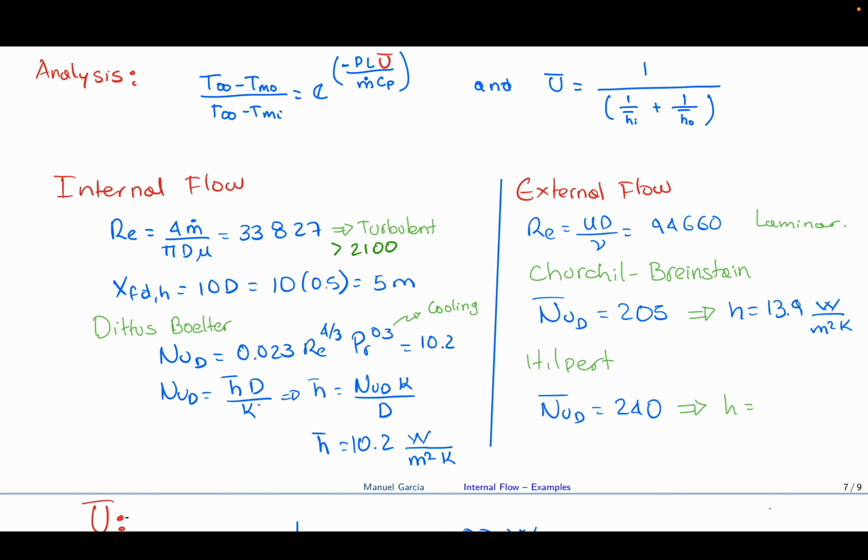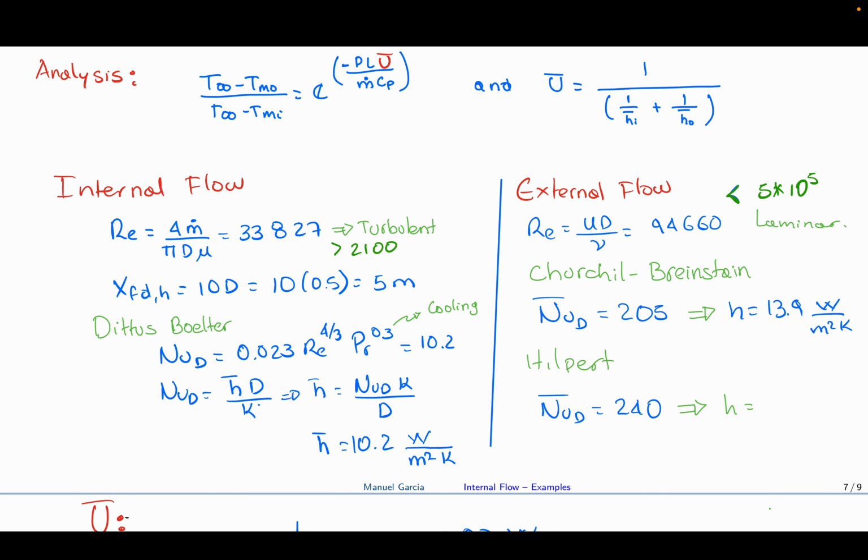Now for external flow, we compute our Reynolds, and this is Reynolds also based on the diameter because it's Reynolds around a pipe. So we got 94,660. Now I'm saying it's laminar. Yes, because it's external flow, and so this is less than 5 times 10 to the fifth. So for external flow, the conditions for Reynolds are different than for internal flow.